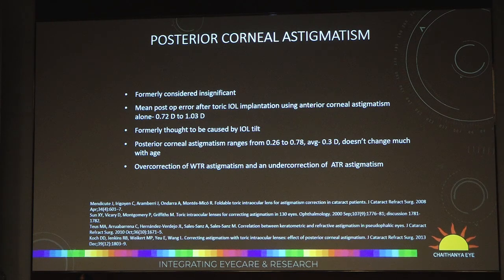Posterior corneal astigmatism was formerly considered insignificant, but now cataract surgery is a refractive surgery. And earlier, we used to have a number of patients who had an error of about 0.72 to 1 diopter. Nobody knew where it came from. It was thought to be caused by IOL tilt. But now we know that posterior corneal astigmatism is important, and it has an average of about 0.3 diopters, and mostly doesn't change with age, unlike the anterior corneal astigmatism, and it goes in the against the rule direction. So if you do not consider it, it can lead to overcorrection of with the rule or undercorrection of the against the rule astigmatism.